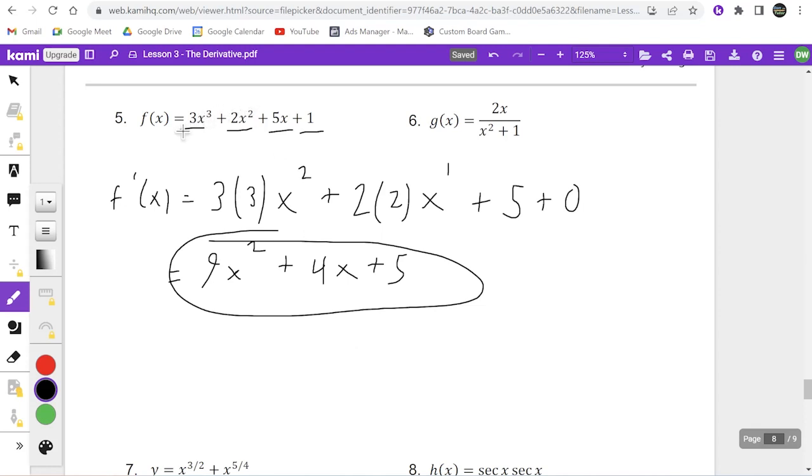Again, if you were to do this the old-fashioned way with the limit definition of the derivative, you would be spending an hour on one problem. Not fun. Not even for me, and I like that. So that's it for number 5. Next up is number 6.